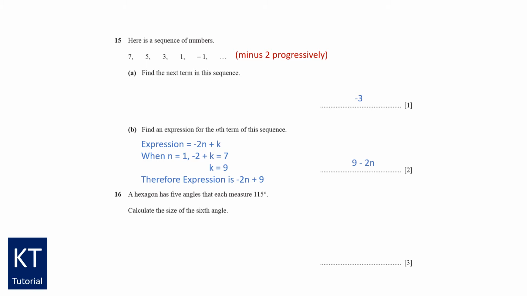Question 16. A hexagon has 5 angles that each measure 115 degrees. Calculate the size of the sixth angle. The sum of internal angles of a hexagon can be derived as 720 degrees. The sixth angle is simply 720 degrees minus 5 times 115 degrees.